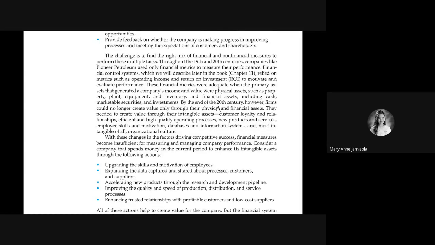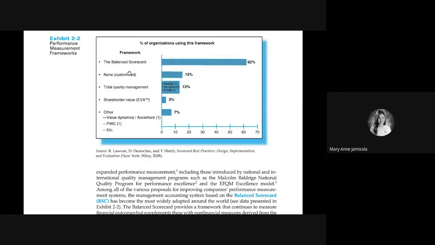So that is why we need to use frameworks. We have balanced scorecard, customized depending on the company. Then we have TQM, and under which we have Baldrige, Six Sigma, and so on. Then we have shareholder value and other performance measurement systems. But among those listed here, 62% of the companies have actually used the balance scorecard.